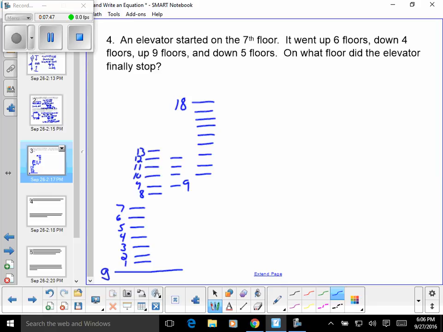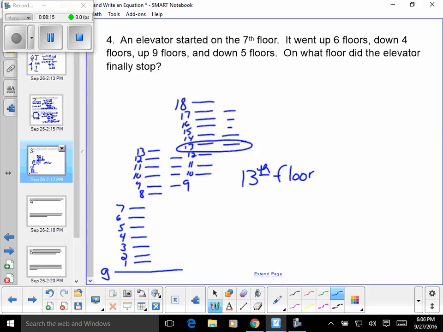And the last comma, and it says it's going to come back down 5 floors. So this is 17, 16, 15, 14, 13. Where's it going to end up? It's going to end up on the 13th floor.